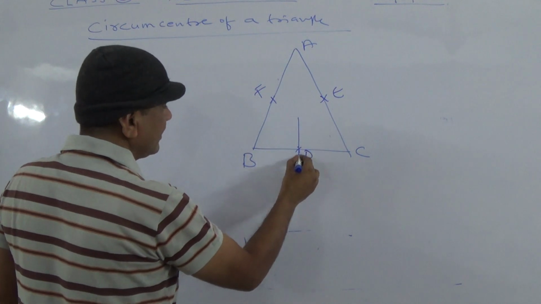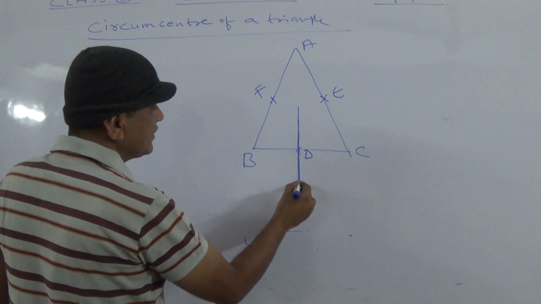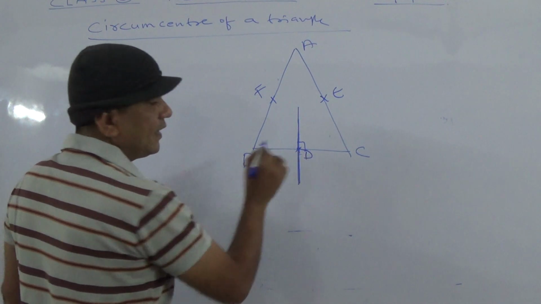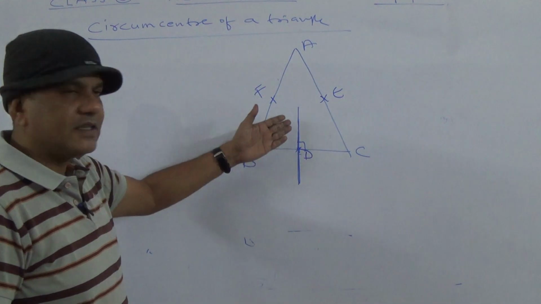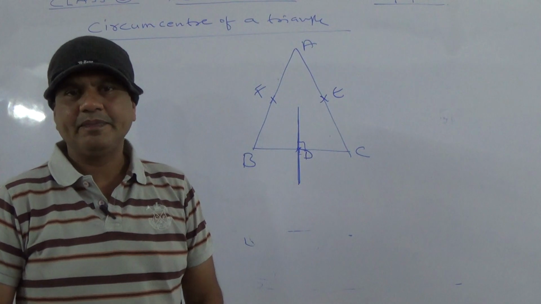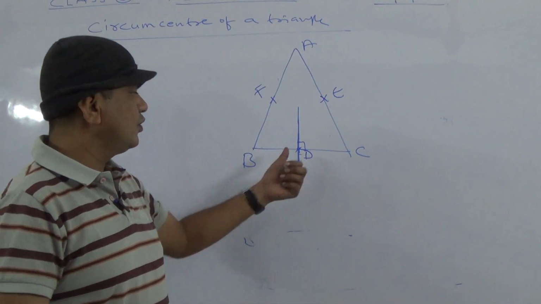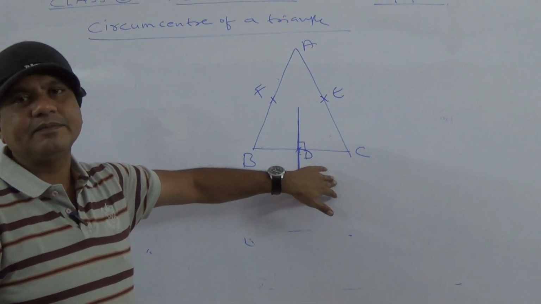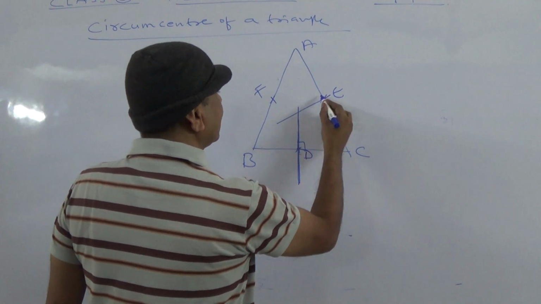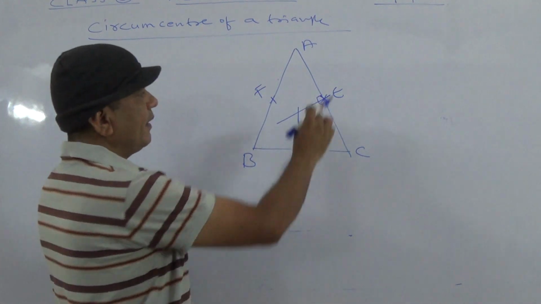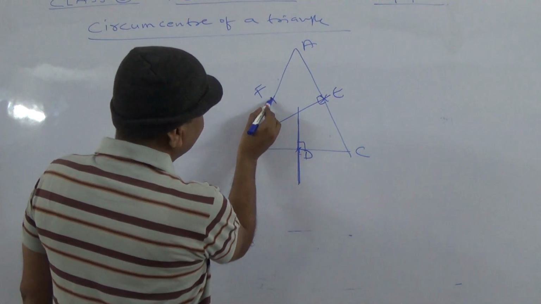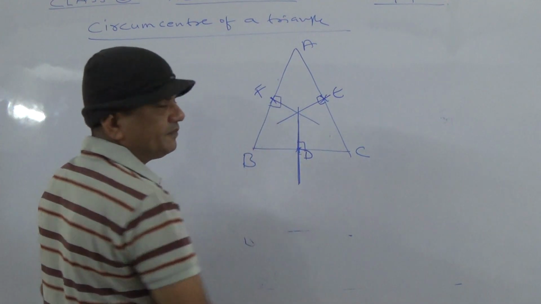Now consider the line which is passing through the midpoint of BC and perpendicular to the side BC. This line is called the perpendicular bisector of the side BC. Perpendicular bisector means passing through the midpoint and perpendicular to that line. Similarly, the perpendicular bisector of side AC is perpendicular to AC and passes through the midpoint of AC. Similarly, the perpendicular bisector of side AB.